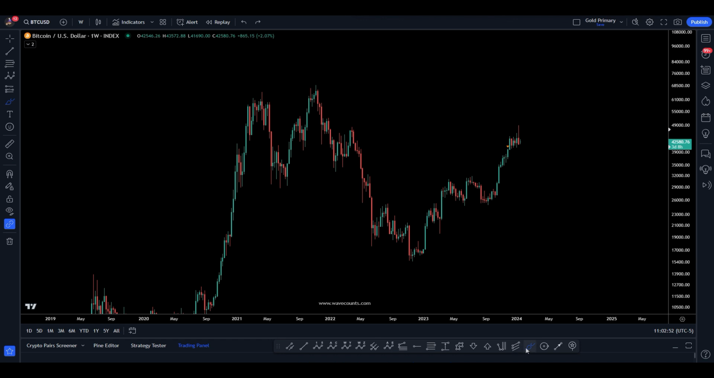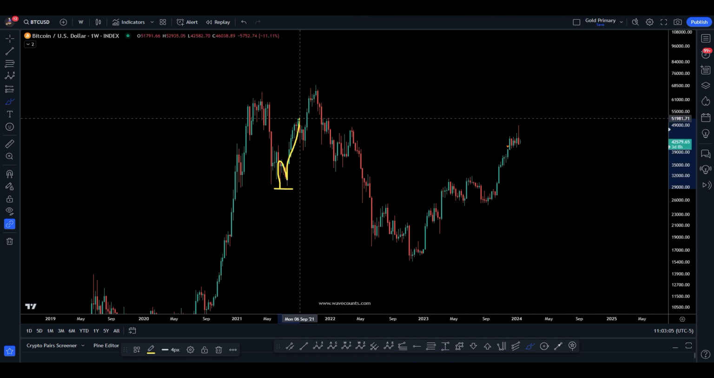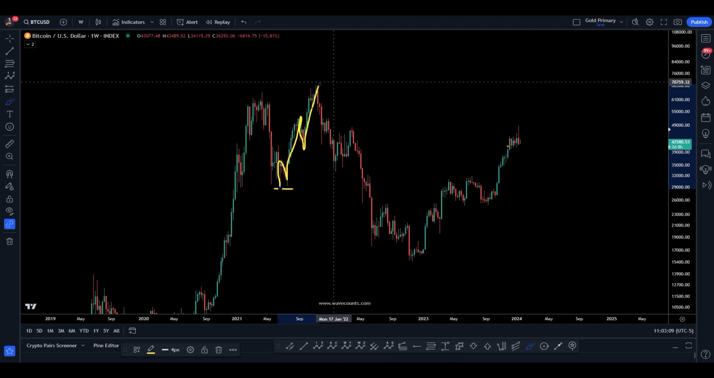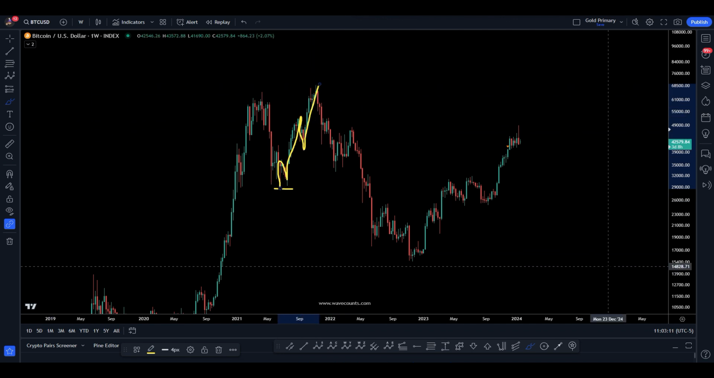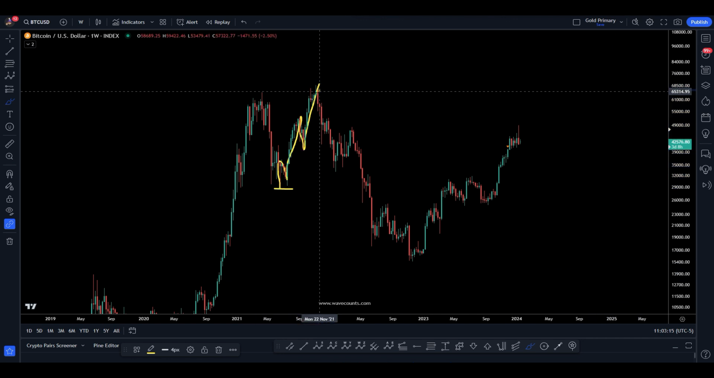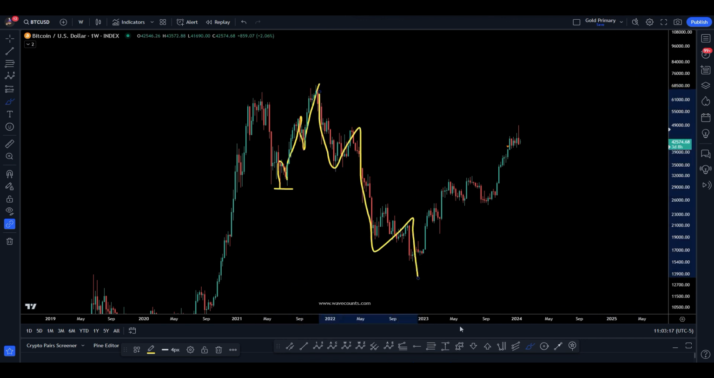Okay? You have a low in place. You have a move up, a move down that does not break that low. A move up, a move down, a move up, and it's done. How many waves is that? 5. It ended something. You have it in the opposite direction. 5 waves. What does that mean? That this is the beginning of something.